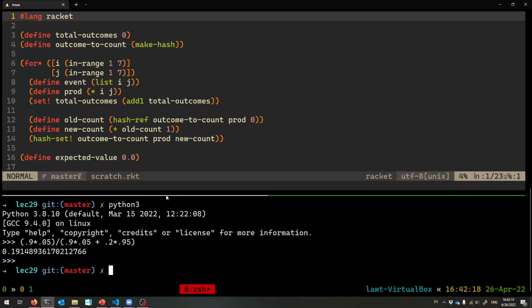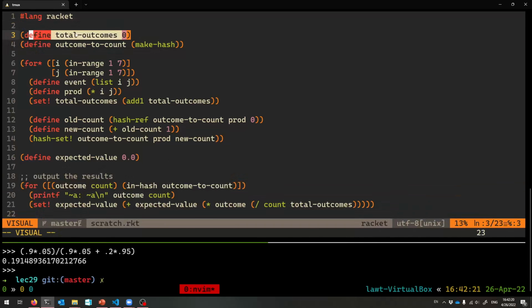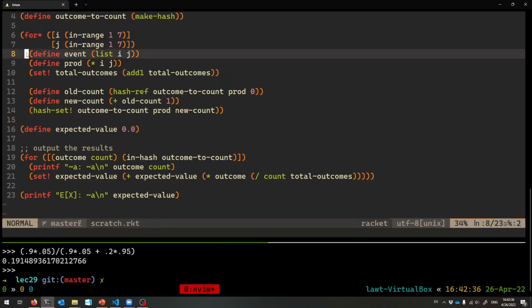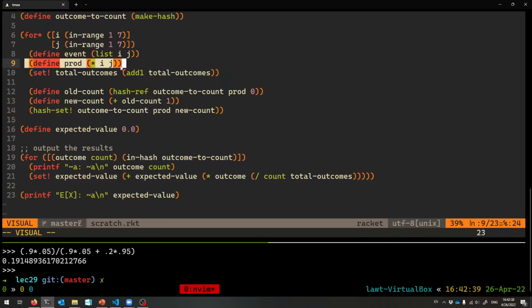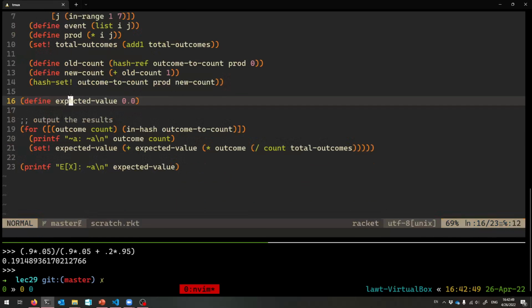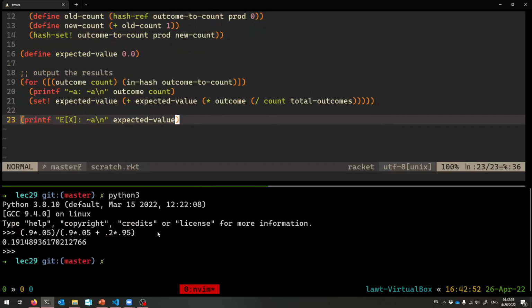I've done it in Racket. So I'm counting the outcomes. This is how you make an empty hash table in Racket. And so I'm going through all the numbers. I is ranging from 1 to 6. J is ranging from 1 to 6. So those are all the different ways that we could have rolled a pair of dice. And here's the product of those two dice. And then we're going to keep track of how many times we saw a 1, a 2, a 3, and all that stuff. We're putting it into the hash table. Okay? And then I'm also calculating the expected value, but we'll talk about that later. So, Racket, scratch.racket.